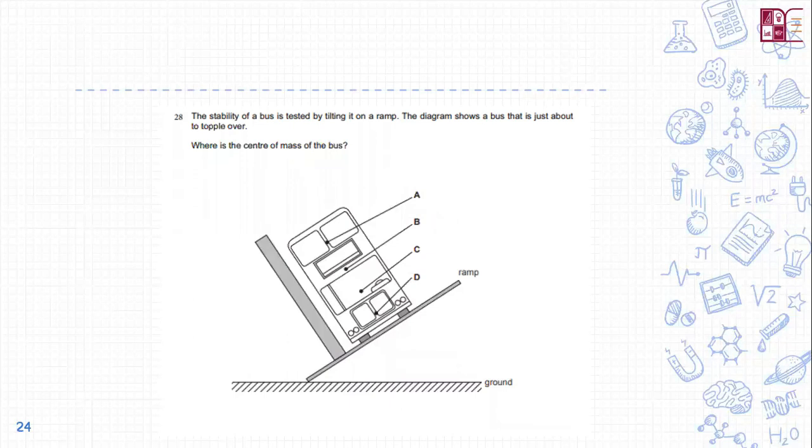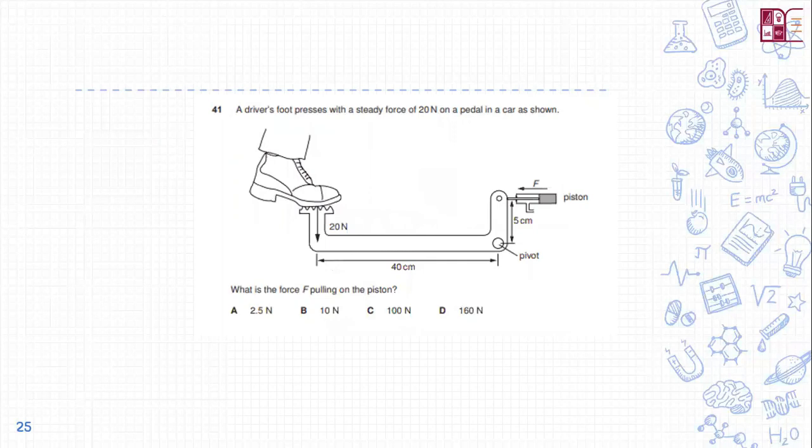Now the stability of the bus is tested by tilting it on a ramp. Where is the center of the mass? What you're going to do is drop lines from these and see where they cross. It should be at C.